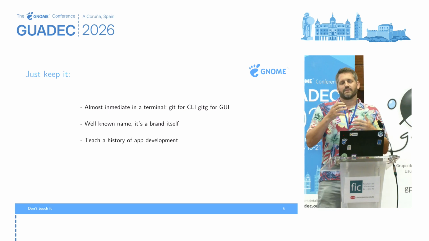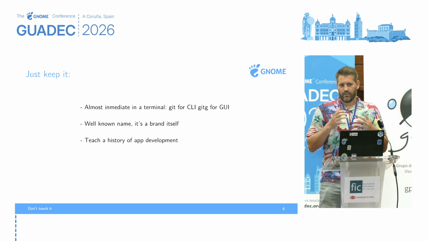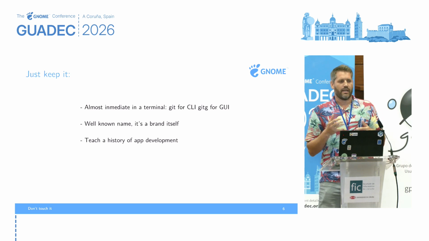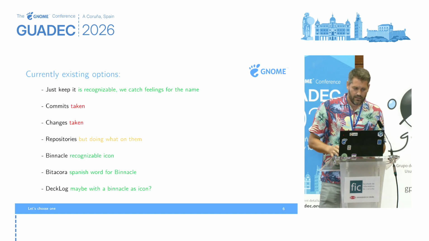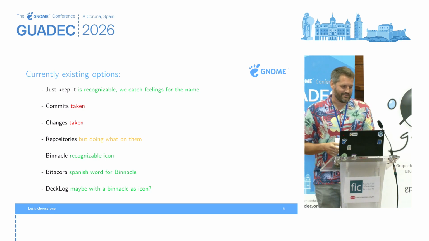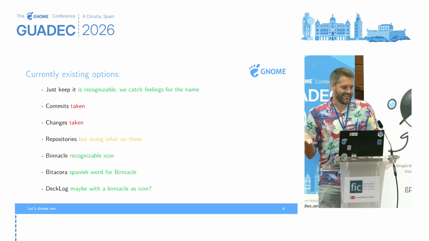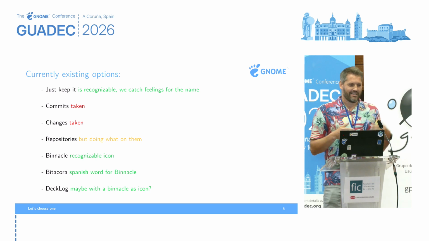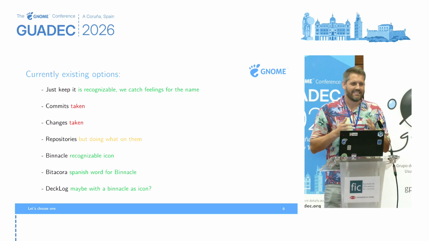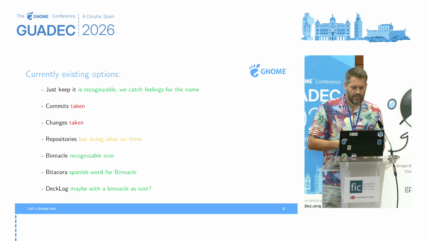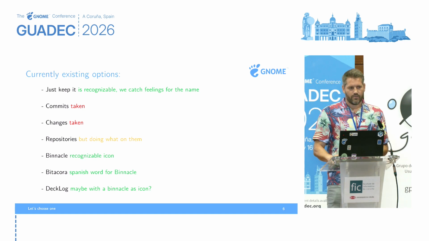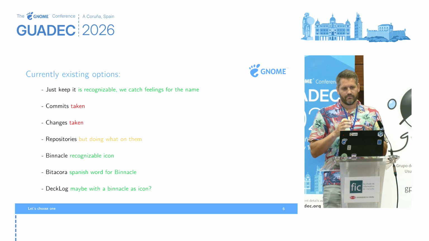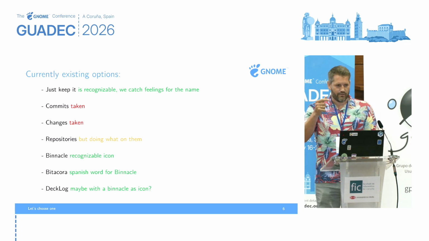And there are even some nostalgic feelings for it, like, well, Gitg is the thing I use when I want to go visual, so why should we change it? So right now, this is our current option: keep it. Commits, another name taken. Changes, taken. Repositories, somebody mentioned that, but what are you doing with repositories? Binnacle, as I mentioned. Bitácora, which is the Spanish name, I'm Spanish, for binnacle. Deck log, which can refer to the history of something that you are recording.